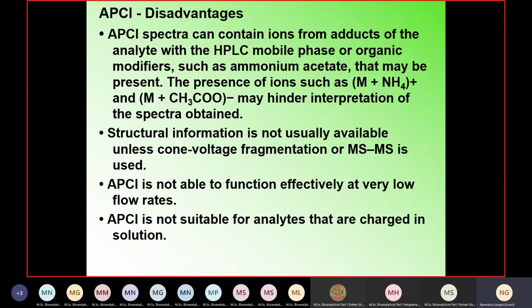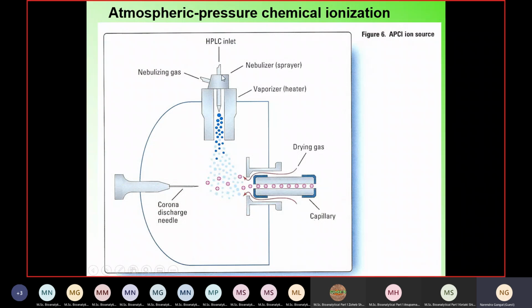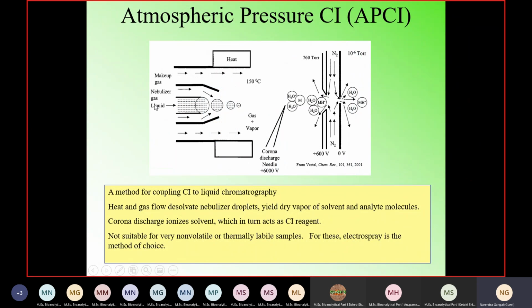Any questions on this? See, as we saw in APCI, let us go back. I have the HPLC inlet here, and all the solvent droplets are coming out. When the solvent droplets are coming out, the heat and gas flow dissolve the nebulizer droplets, yielding a dry vapor of solvent and analyte molecules. There is a corona discharge. There is a 6000 volt corona discharge needle, which ionizes my solvent. So this ionizes the solvent, and my M is there. There is a transfer of charge from my charged solvent to my M, forming MH+.